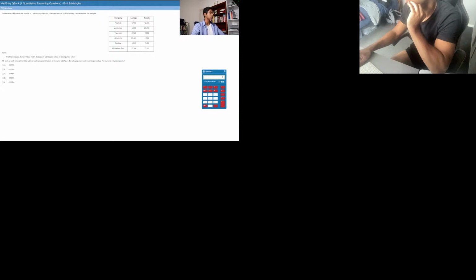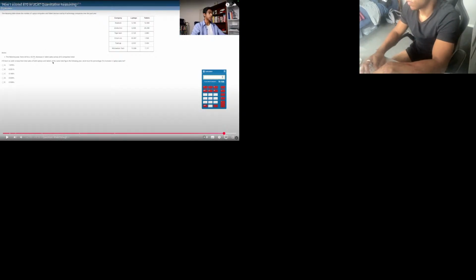Laptops and tablets at the same total figure the following year, what must the percentage increase in laptop sales be? So what that means is if DTechNo was to sell the same total number of products, how much would the number of laptops have to increase, considering that 12.4? I did the thing was 1568, right?